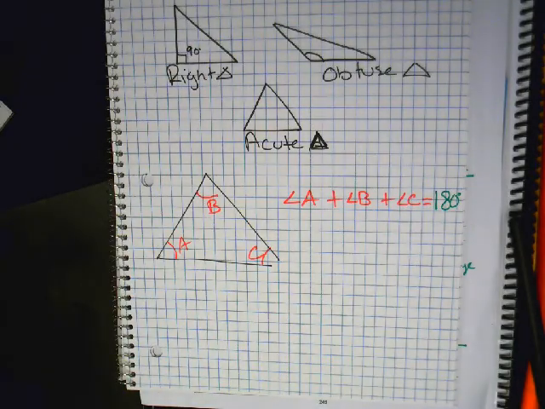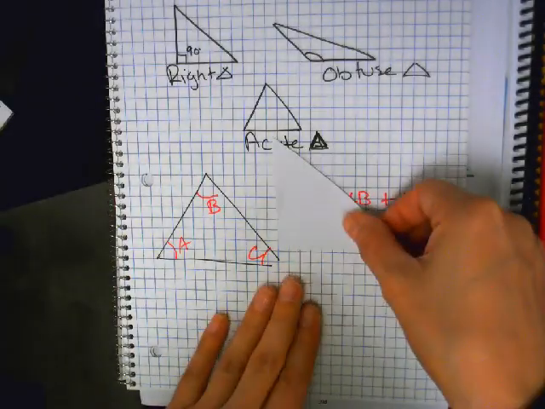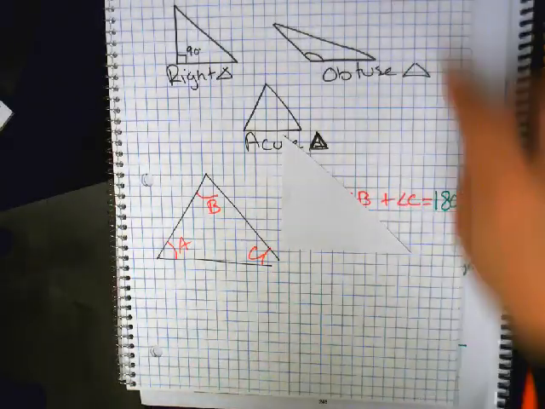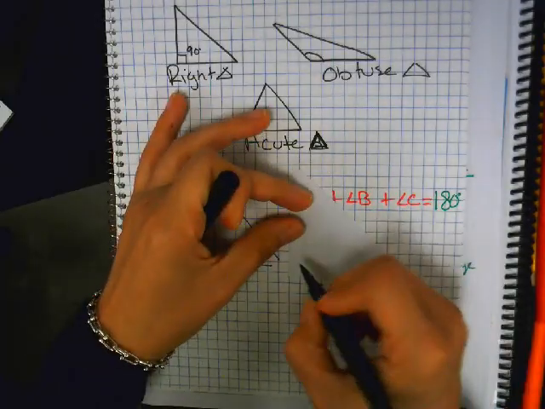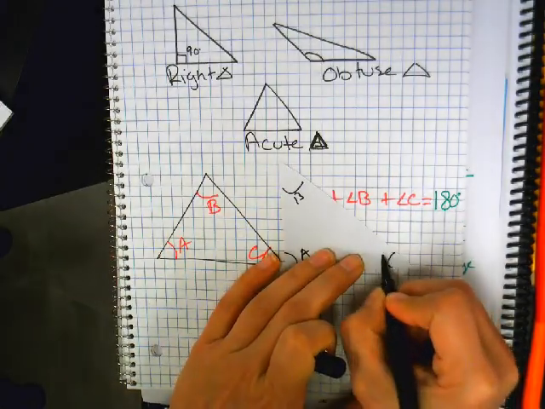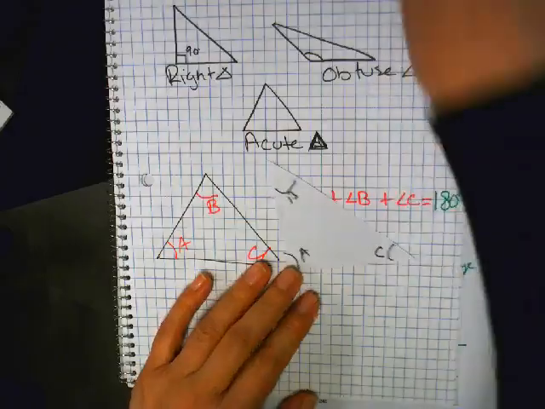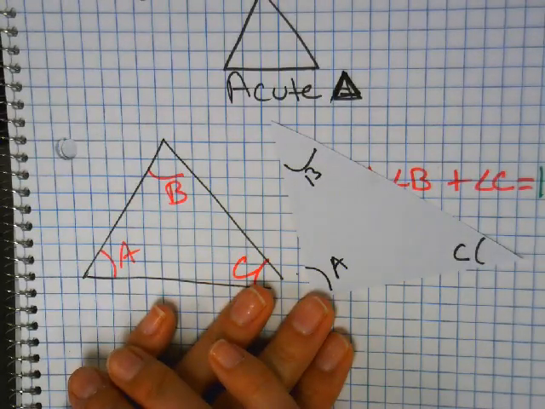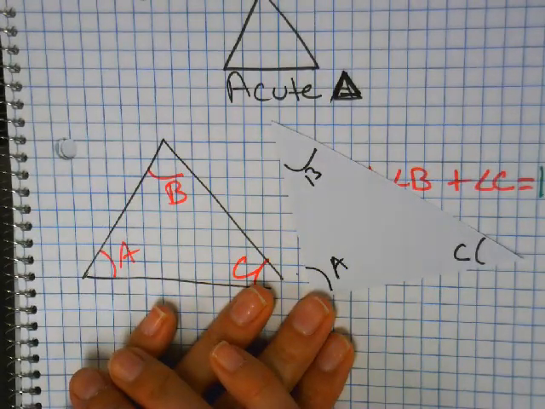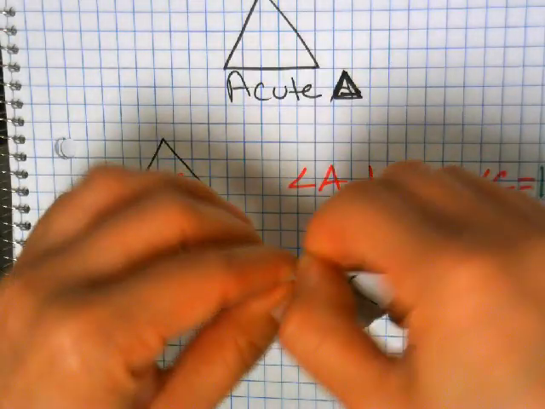180 degrees. So I'm going to cut this scratch paper here. Here is my triangle, right? And then we're going to call this A, B, and C. Okay? Angle A, B, and C. What does 180 degrees look like? A straight line. So I'm not even going to use scissors. I'm going to tear this.